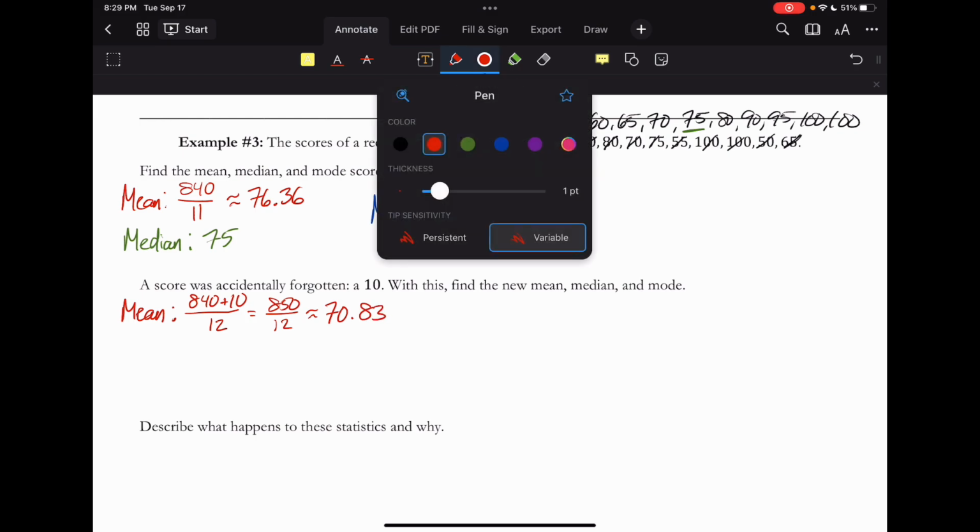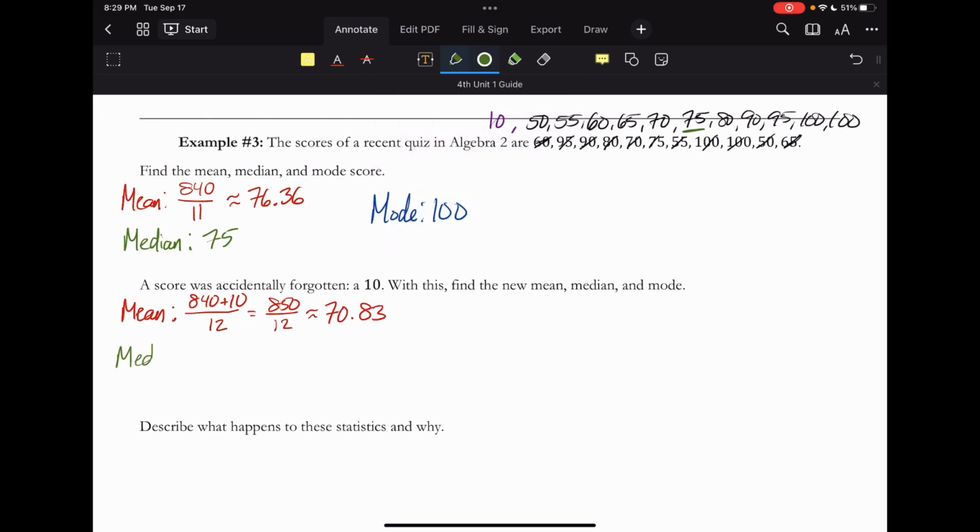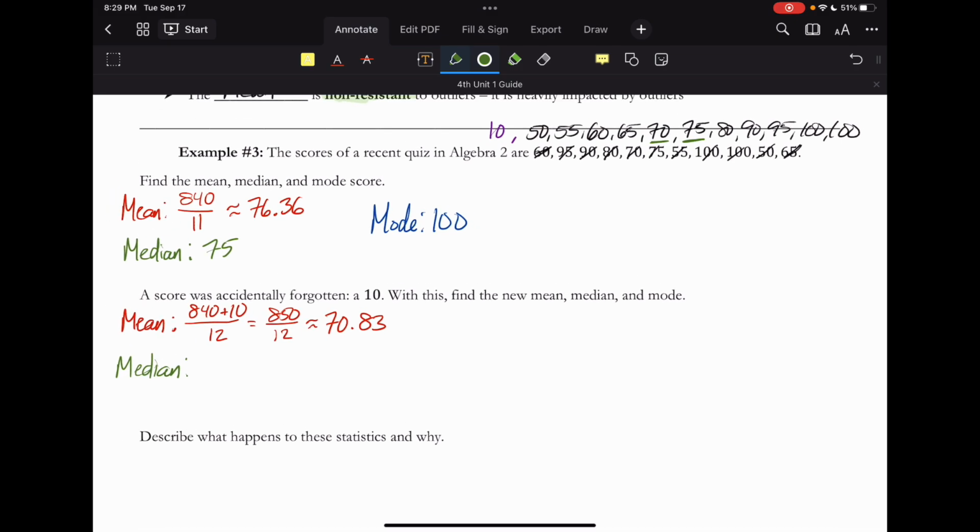Okay. My median. So since I now have an even number of data points, I need to look at my middle two values. So my middle two values here are going to now be 70 and 75 because that's going to be 5 over to the left and 5 over to the right. So I'm going to find the average of those two numbers. So 70 plus 75 divided by 2, which gets me 145. 145 divided by 2.